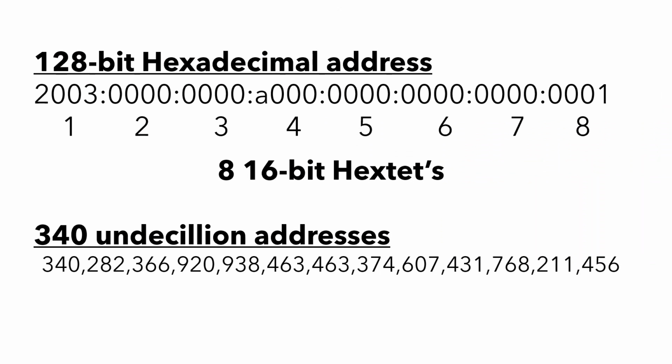Unlike IPv4, which is a 32-bit address, IPv6 is a 128-bit hexadecimal address. It's made up of 8 hextets. Each one of them has 4 hexadecimal digits, and that creates a total of 340 undecillion addresses.